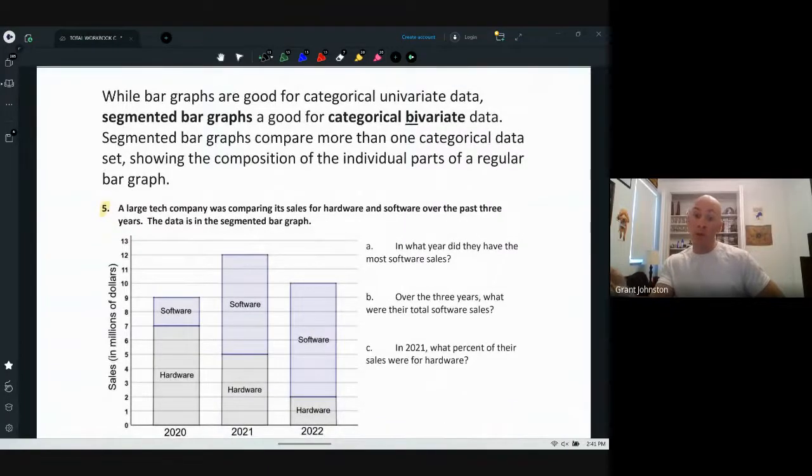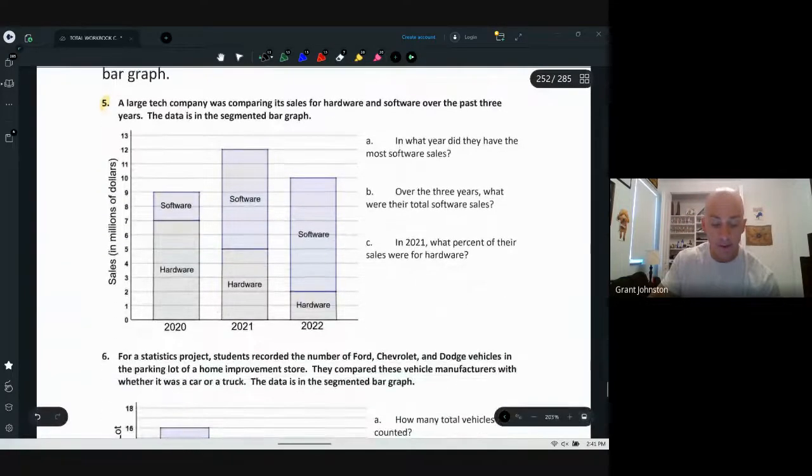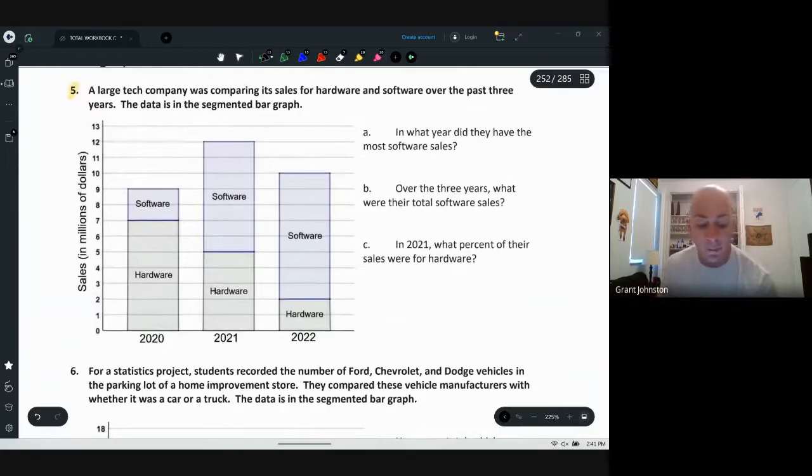So one more thing. So we did circle graphs, we did bar graphs. Now we're going to look at what we call segmented bar graphs. So it says while bar graphs are good for categorical univariate data, segmented bar graphs are good for categorical bivariate data. So now we're adding an extra variable in here. Segmented bar graphs compare more than one categorical data set, showing the composition of the individual parts of a regular bar graph.